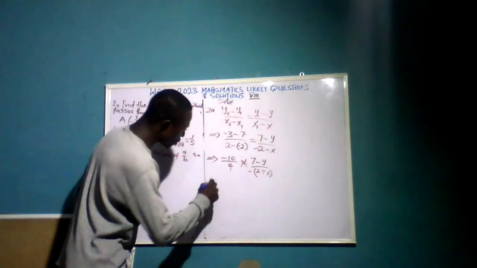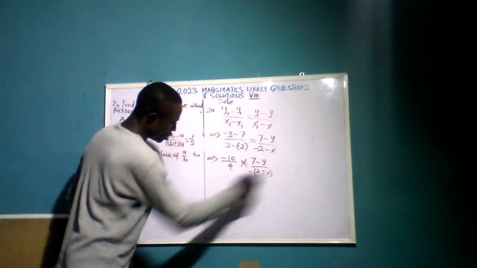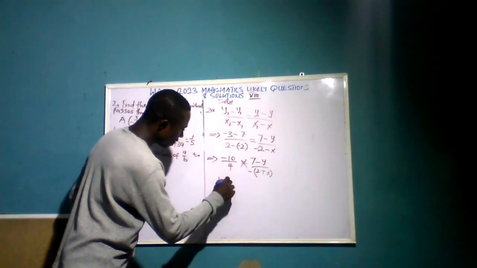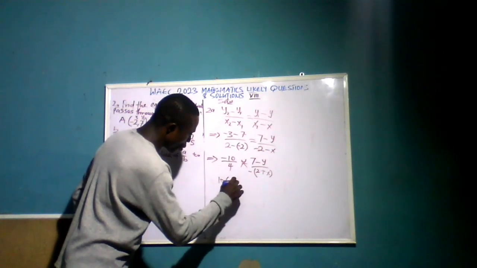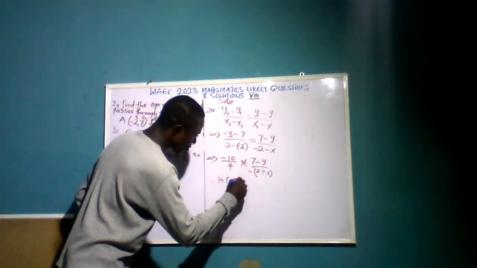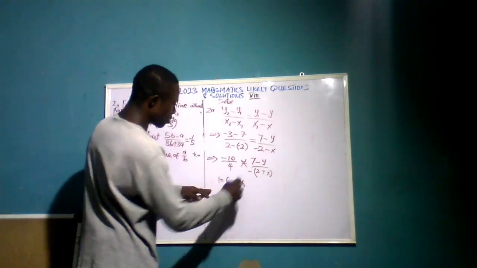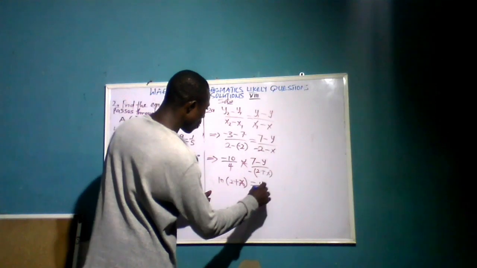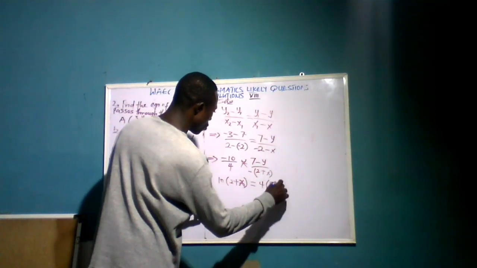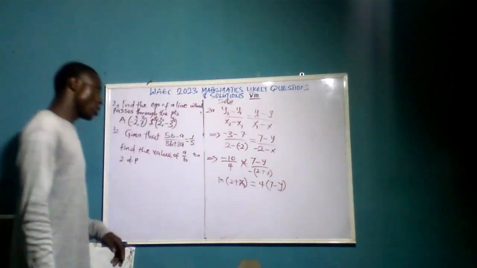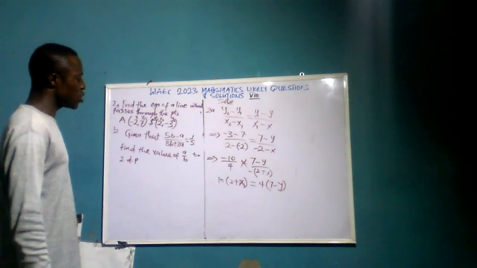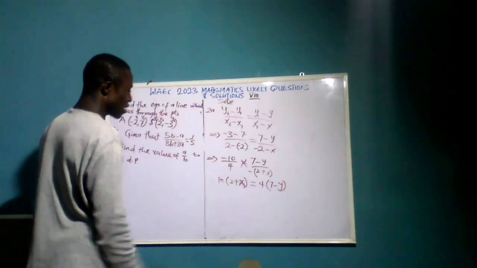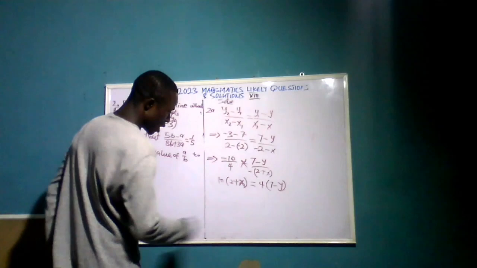If you do cross multiplication, that will give you 10, 2 plus x, 10 into brackets, 10 open bracket 2 plus x close bracket equal to 4 open bracket 7 minus y bracket close. Okay, and from here just clear up the brackets and collect the like terms and you are good to go.